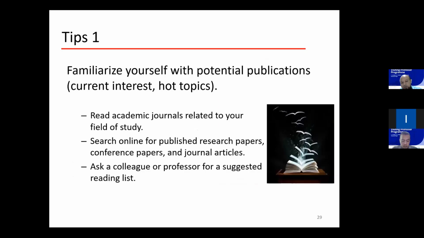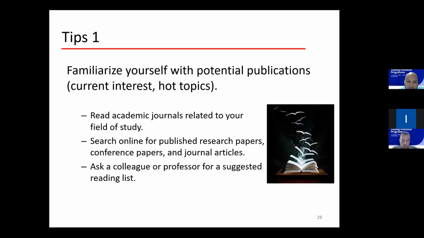Okay. So what are the tips for you to start publishing? Number one, you need to familiarize yourself with potential publications. Look at what is the current interest, hot topics. So nowadays, the main hot topic is whatever is related to renewable energy, for example. When I say renewable energy, it's not necessarily power system. It can be material science. It can be mechanical. Because there are a lot of journals based on this renewable energy theme.